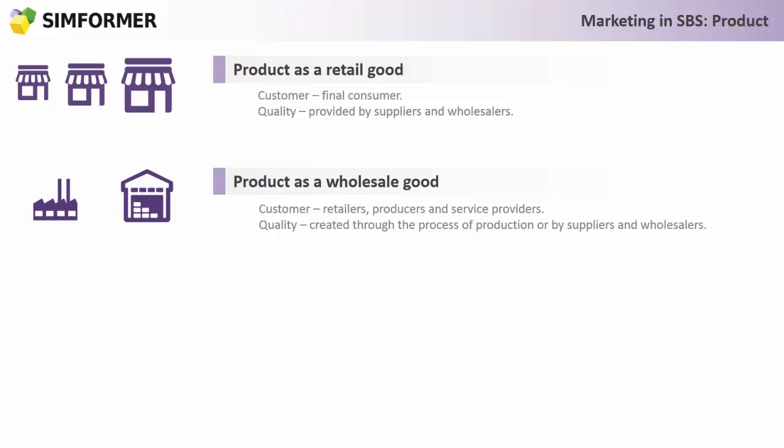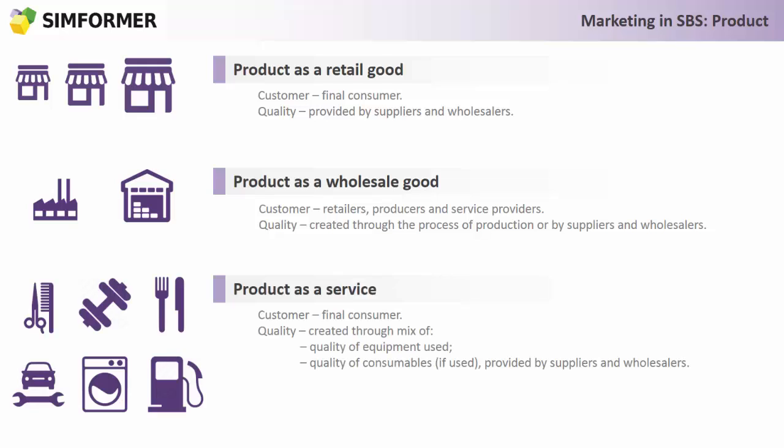If you're a service provider, once again, you will be dealing with final consumers, although quality of the service compared to the quality of the product is made out of more variables. So first of all, quality of the service is affected by the quality of equipment you are using. Now, depending on the type of service, consumables might be used or not. So if you're using consumables as you provide services, their quality will have direct effect on the overall service quality.